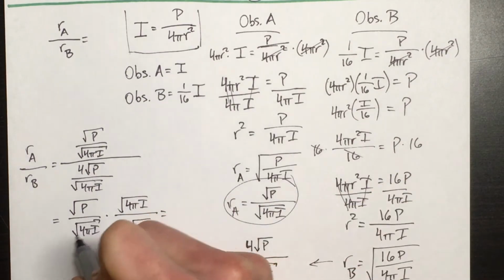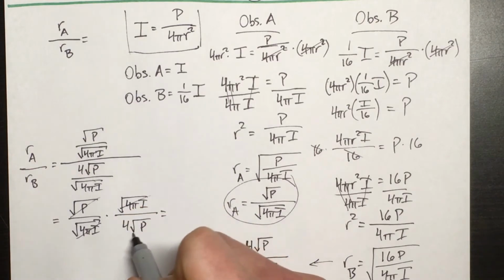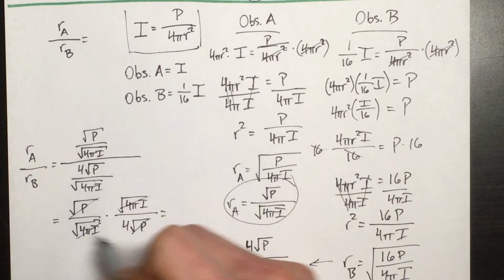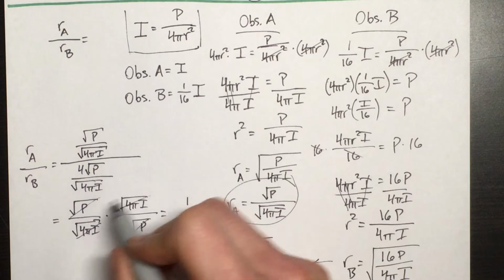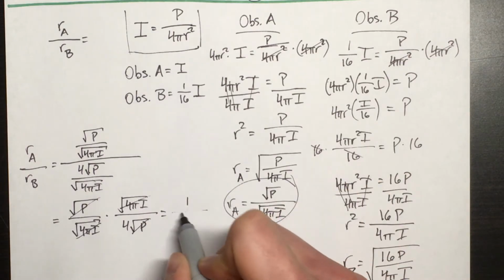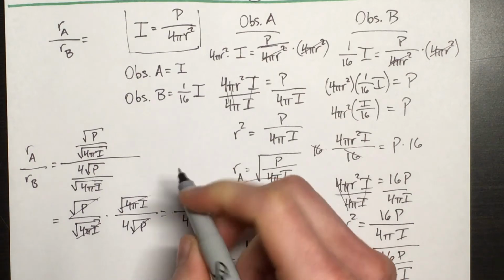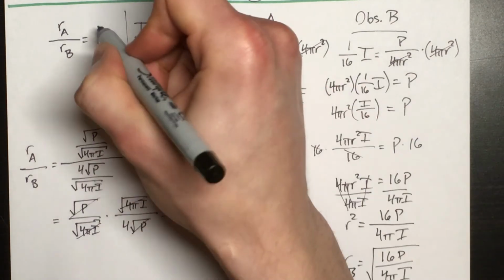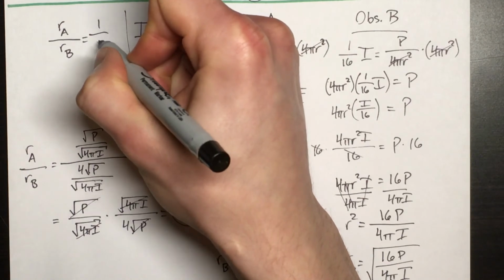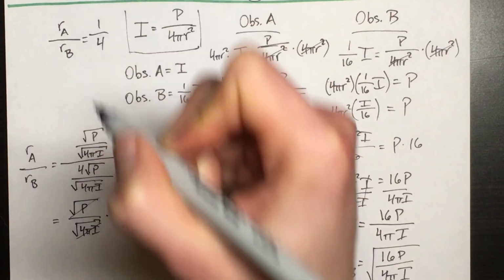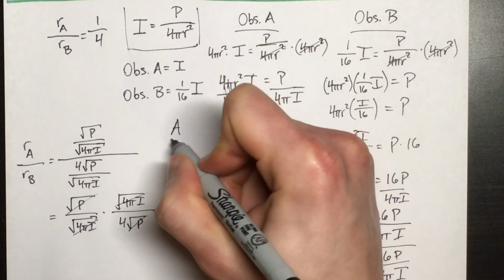And now what do we get? The square root of p cancels with the square root of p here. So we have just 1 on the top, because all this canceled out, so we just have 1 left on top. And all this cancels out, we just have 4 on the bottom. So 1/4 is your ratio between RA and RB, which is answer choice A.